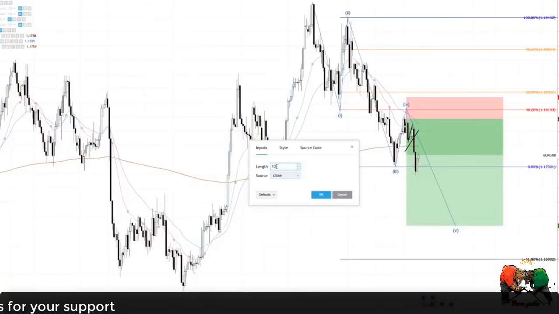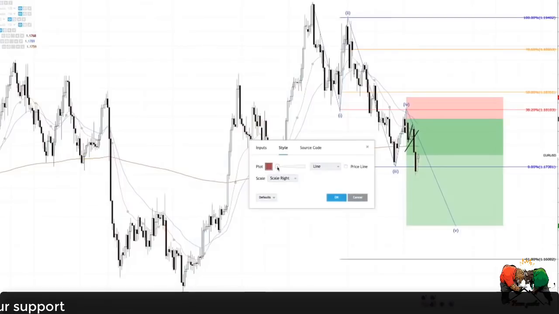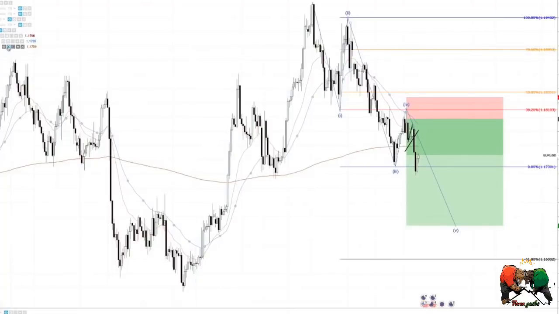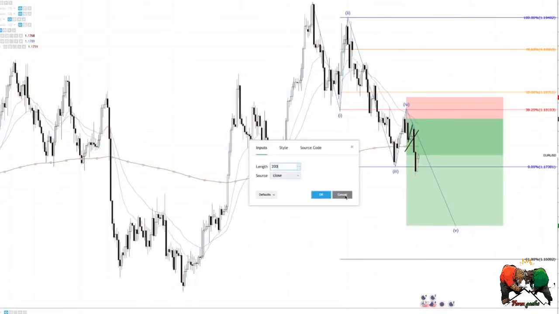We want to actually change that to 10. So for the first one, the length will be 10. The style is quite thin and it's a light brown color. The next one is 20. It's a bit thicker, light blue, as you can see, just like this. And the source is close on all of them. And this one's our 200 smooth moving average. Basically, this just gives us a trending direction and is also used as a confirmation for entry.